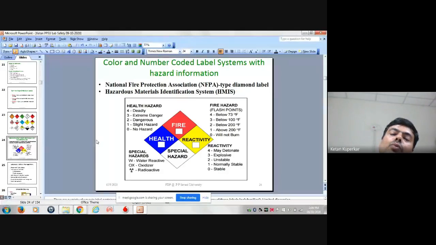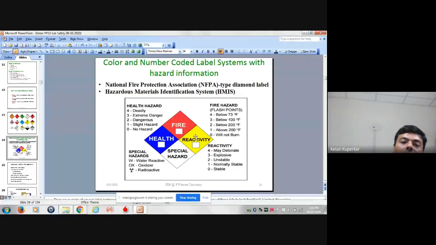Yes. So from where and how did these labels come into the picture? Two associations, the National Fire Protection Association, NFPA, and HMIS, the Hazardous Material Identification System, have put forth this label system covering two different parameters. The one is the color and the other is the number. If you can see here, the diamond shaped label has four different colors and three empty boxes. These boxes keep a number from 0 to 4, and the color indicates a different range of the performance of the chemical.